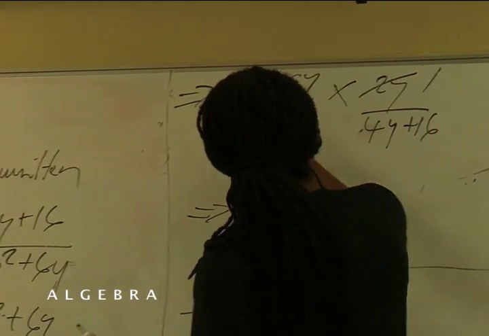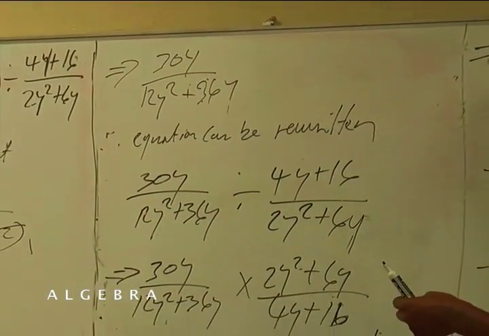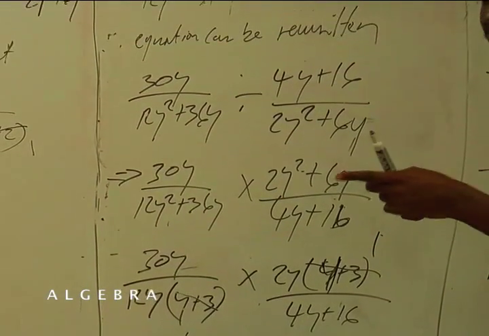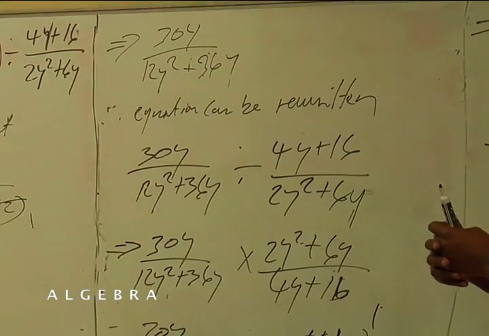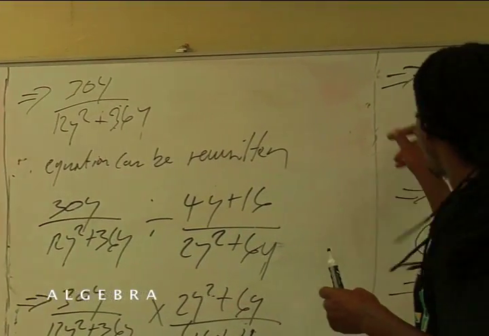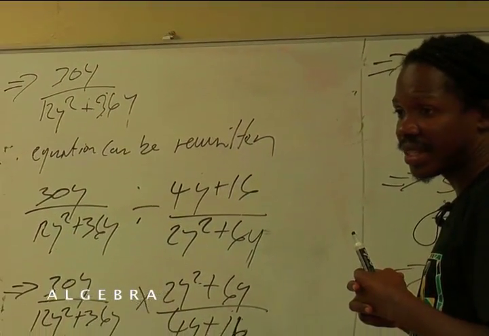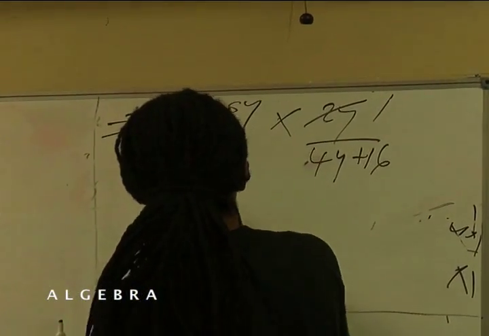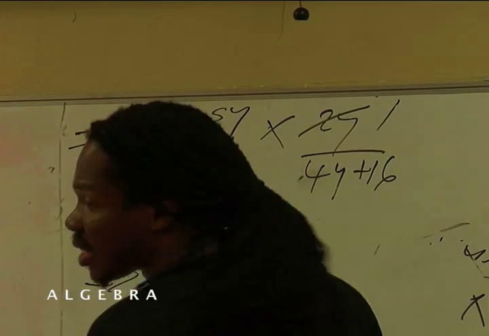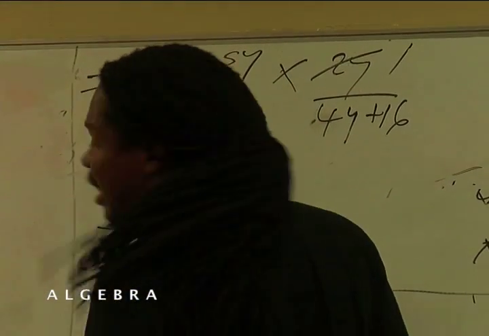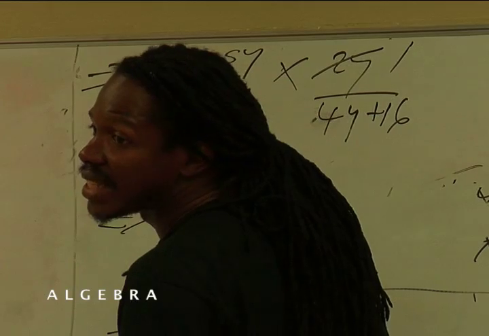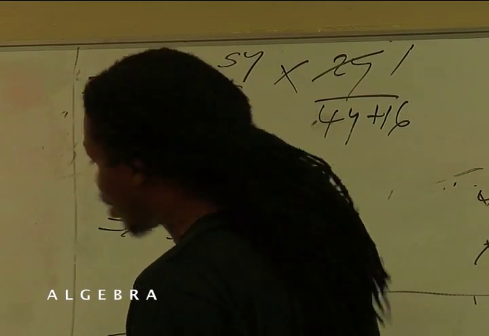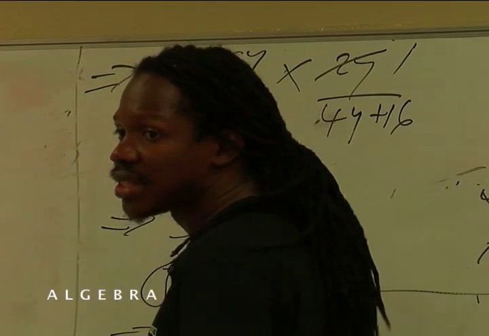So when we check the real situation now, we end up getting 6, right? And we get 30y. Now, 6 itself can go into 30y, giving me 5y. So it ends up being 5y times 1 over 1 times 4y plus 16. 1 is the multiplicative identity, which means that 1 times anything gives back itself. So 1 times 4y plus 16 gives me back 4y plus 16. So the answer is 5y over 4y plus 16.